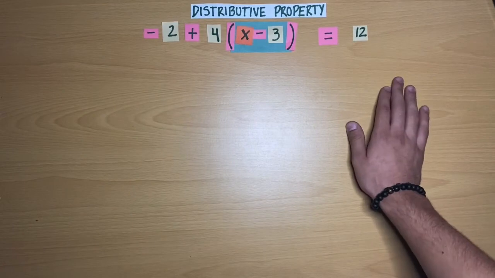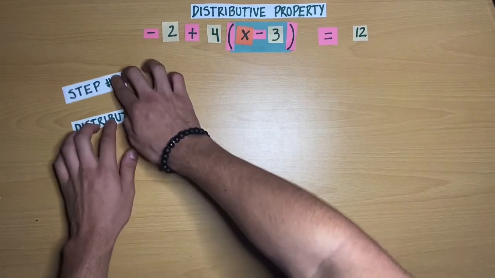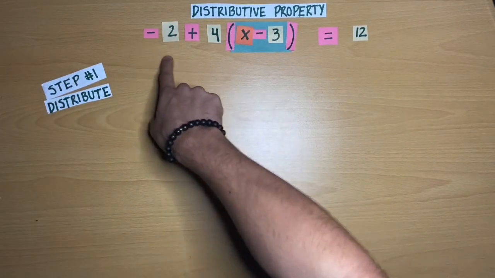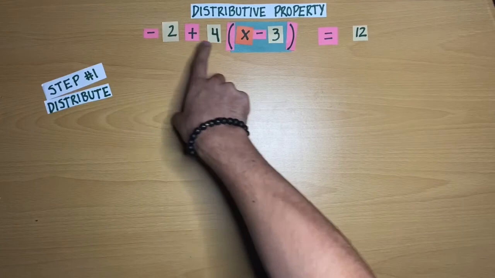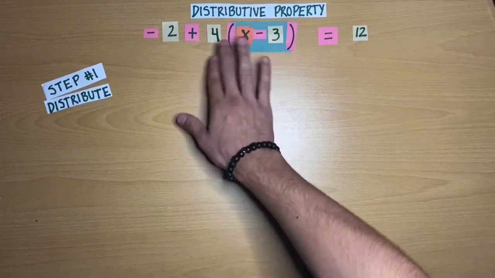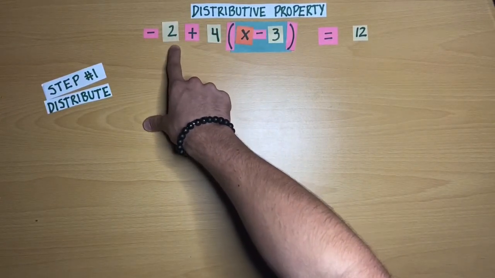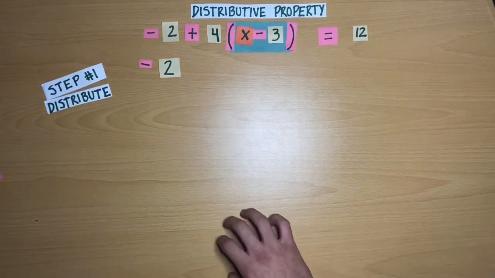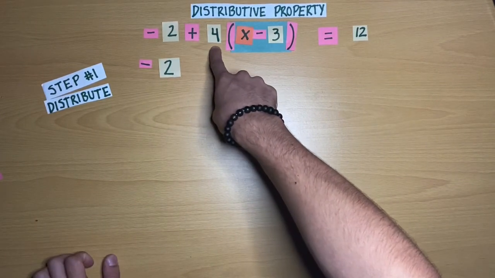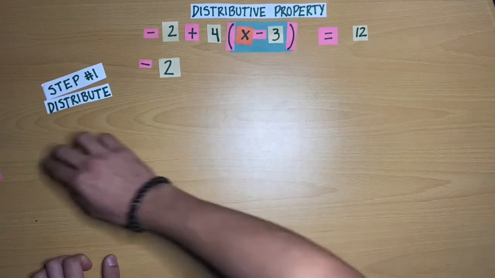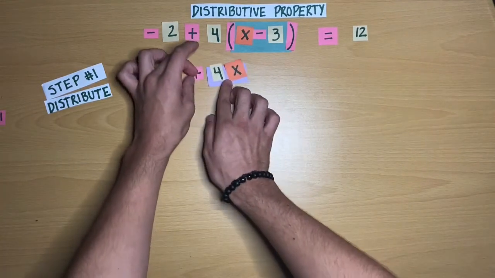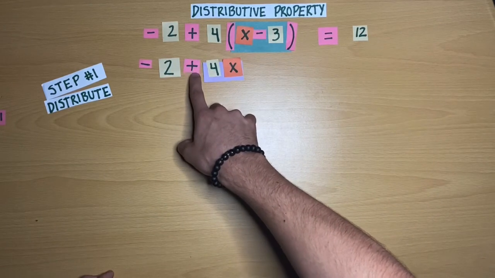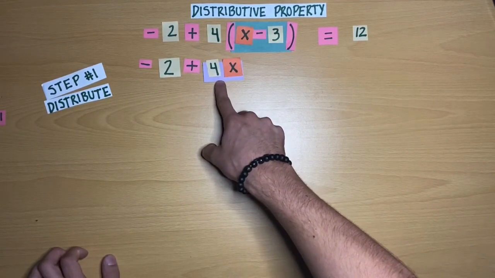So here's the problem. And as I mentioned, our first step is going to be to distribute. This -2 is by itself. This is not right next to the parentheses, so this does not play a role in the distribution. So that is just -2. But now we have +4 times +x. That's just +4x. So I have this plus that corresponds to the +4x.